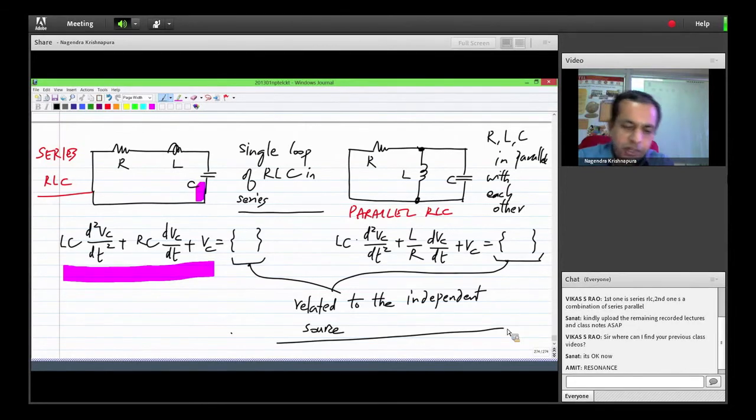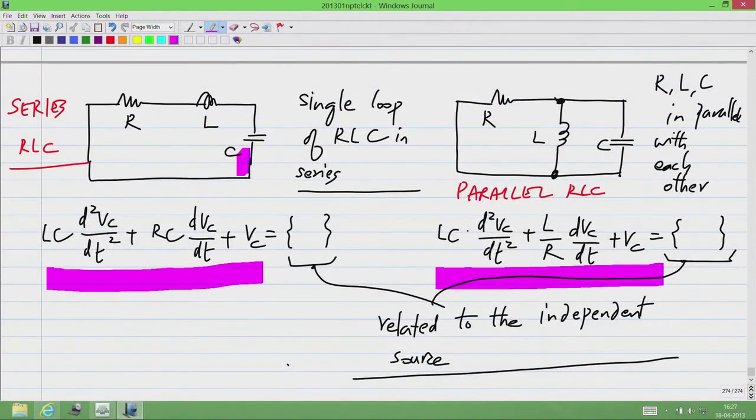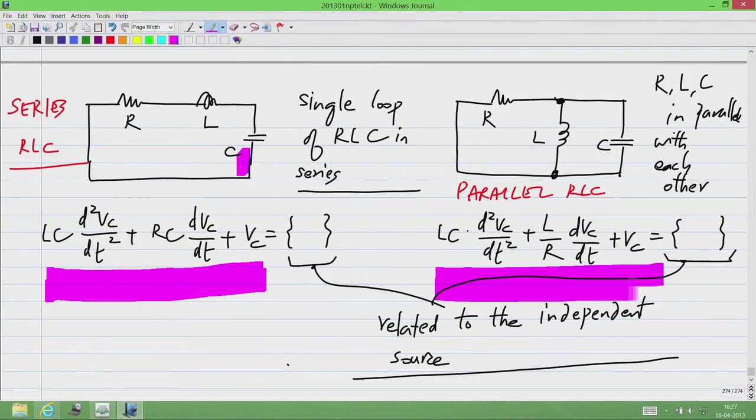I classified the second order RLC circuit into two types, but the method of solving the second order circuit will be the same even if it is not RLC. Now, RLC is an important practical case. So, I have classified them into two types, where one has series RLC in a single loop, the other has R, L and C in parallel with each other. If you have series RLC in a single loop, the differential equation will be of this form, where right hand side could be anything. If you have R, L and C in parallel, the differential equation will be of this form and the right hand side could be anything. Okay. Any questions?